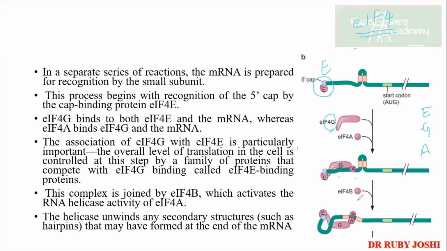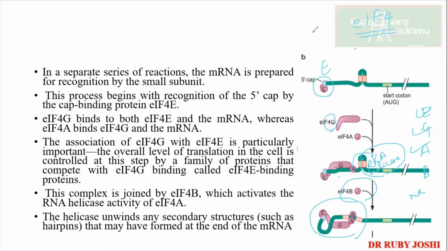ठीक है? Now, what is B doing? The entire complex of E, G, A and B is formed along with the mRNA. This complex is joined with the help of B. So B क्या करता है? It is going to activate the activity of A. A का क्या activity है? RNA helicase activity. Okay. So this will get activated only if you have any hairpin loop structures or secondary structures present on the mRNA. अब वो हमें क्यों चाहिए? Because if those secondary structures are present, then it becomes difficult to scan your RNA for translation.